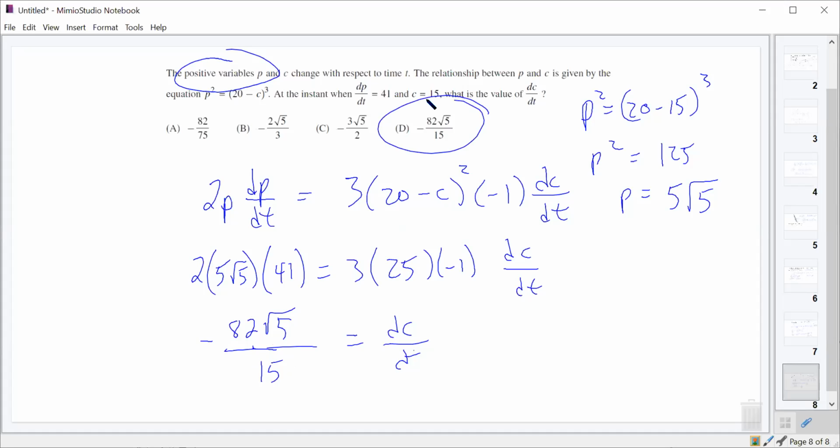Not sure why I cubed that when I clearly wrote a squared, but does that make sense though? Yeah, thank you. Yep.